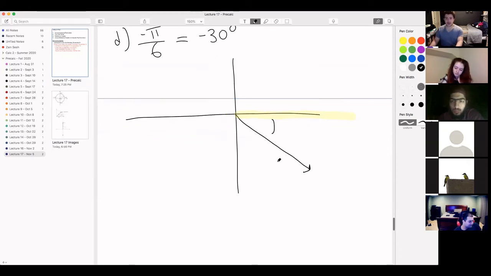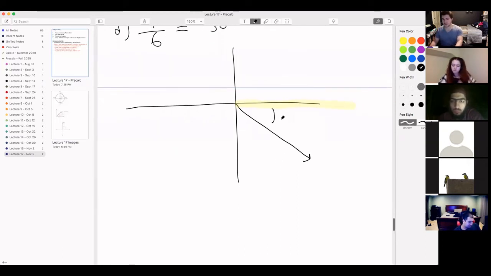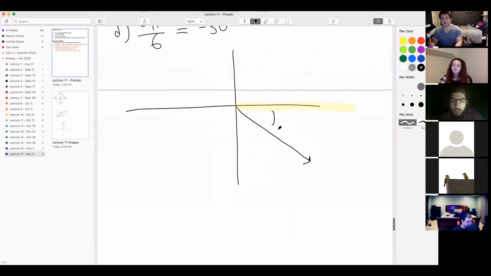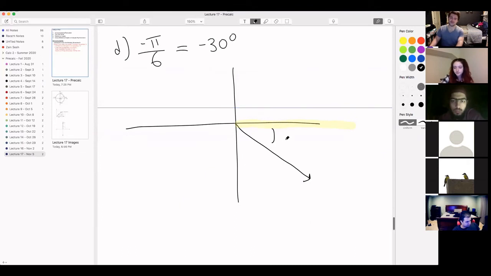You measure this angle. So what you do, it's just going to be 30 degrees. So you measure this angle, but you take the positive orientation of it. So this will be 30 degrees.